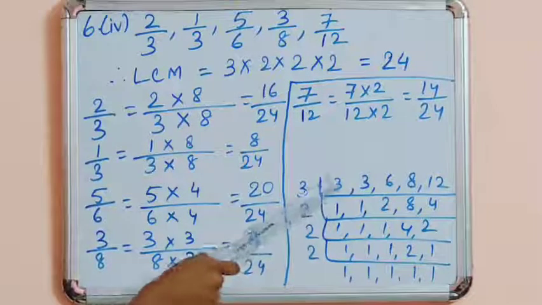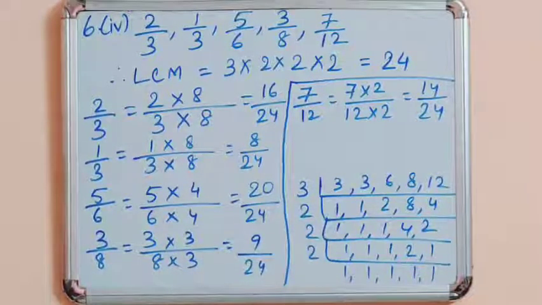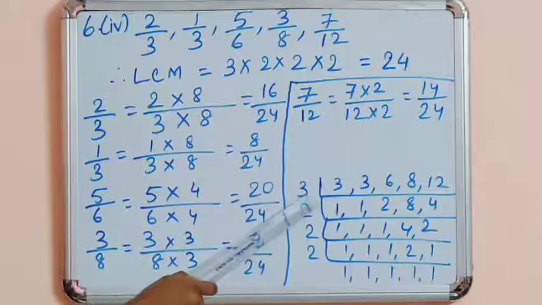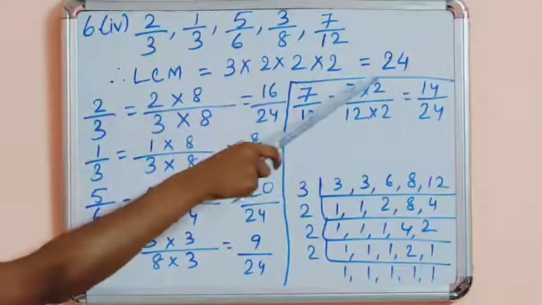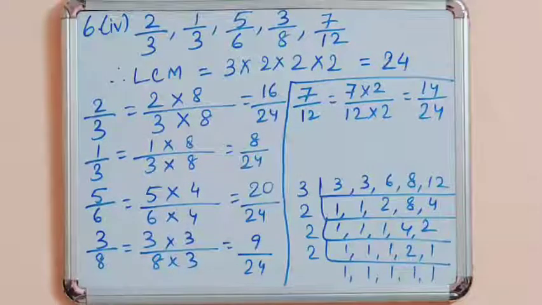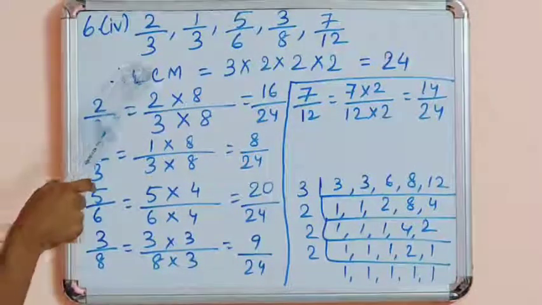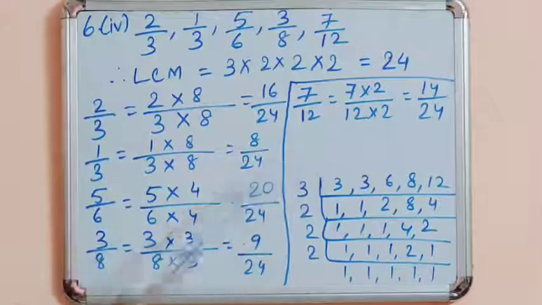So I have calculated the LCM here. So we have 3 into 2 into 2 into 2 in the LCM. So our LCM will be 24. Now again we have to make all the denominators same, and then we will compare which is the greatest among them, or we will arrange this in ascending order.